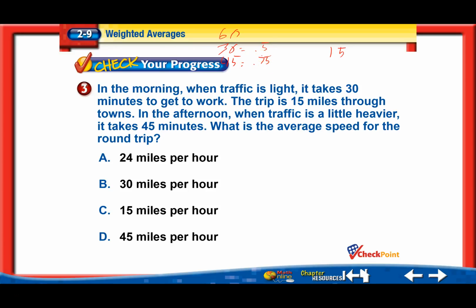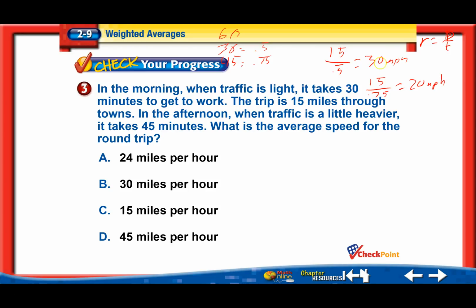So we have distance equals rate times time, which we converted in the last one to rate equals distance over time, because that's what we're looking for. So we're looking for D and time. Our distance is 15 divided by 0.5, and our second distance is going to be 15 over 0.75. So this comes out to 30 miles per hour, and this one comes out to 20 miles per hour.